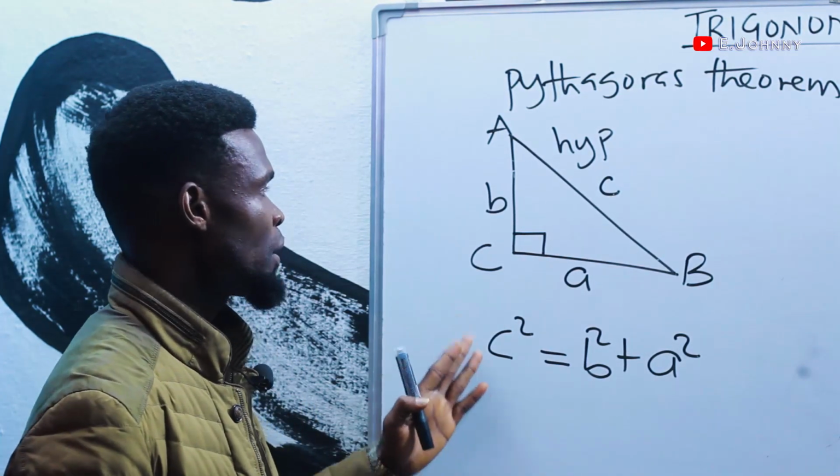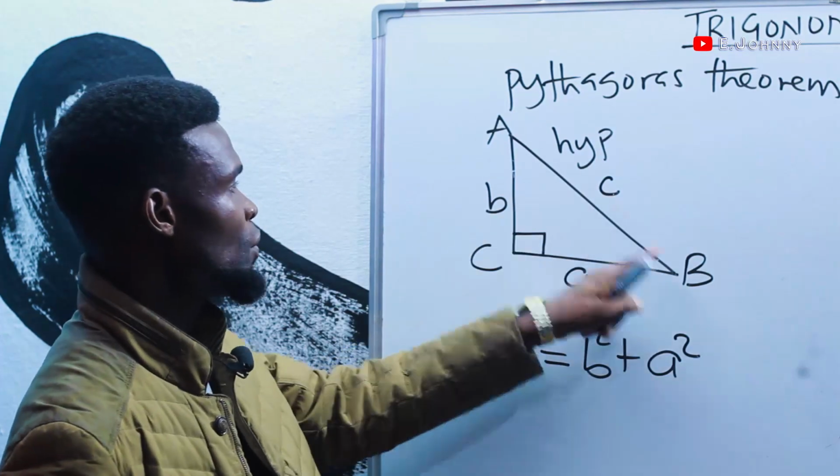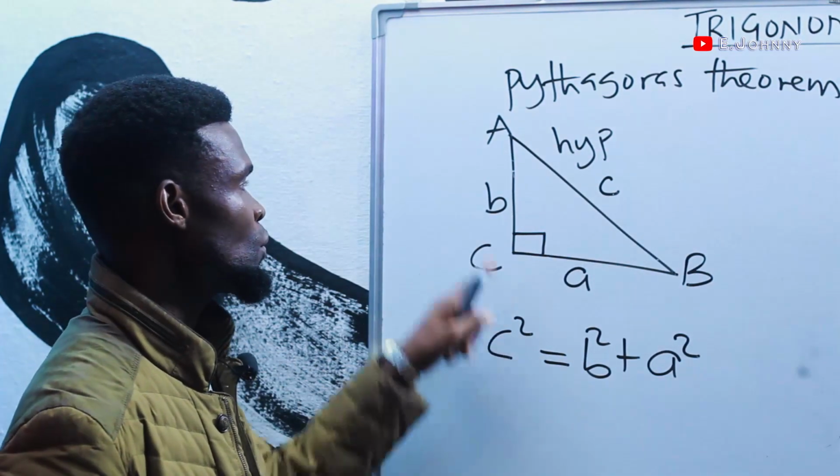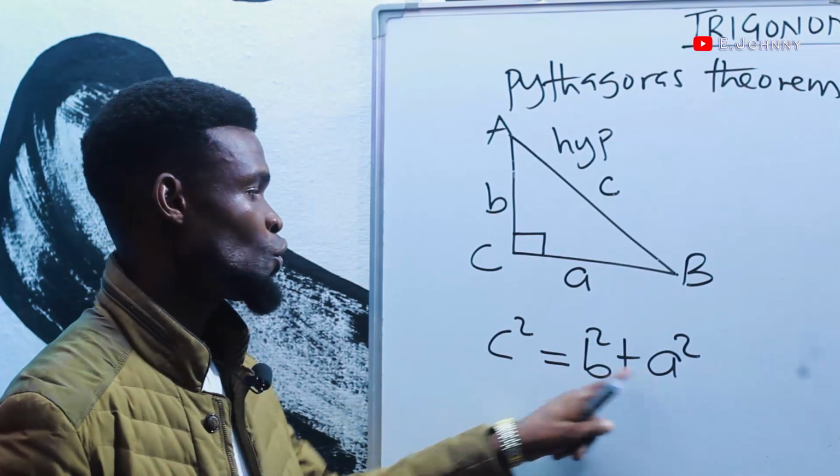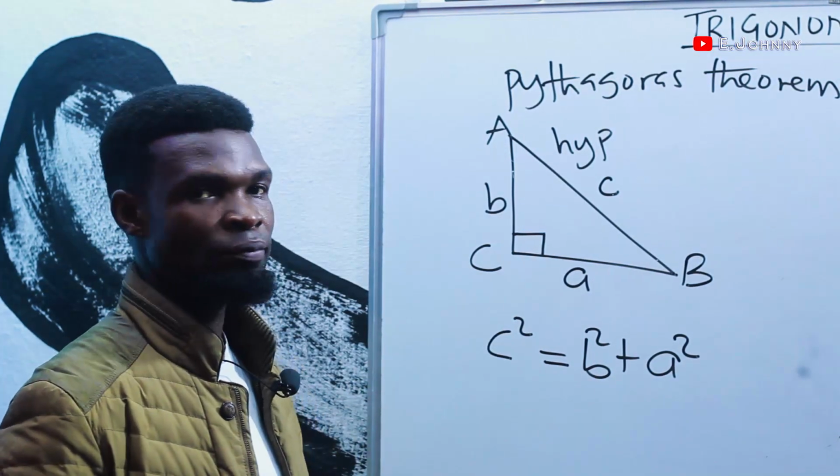That in a right-angled triangle, the square of the hypotenuse, the longest side, is equal to the other two sides. Then you square them and find their sum.